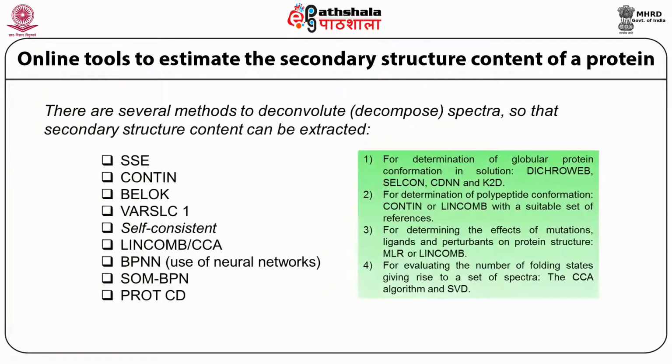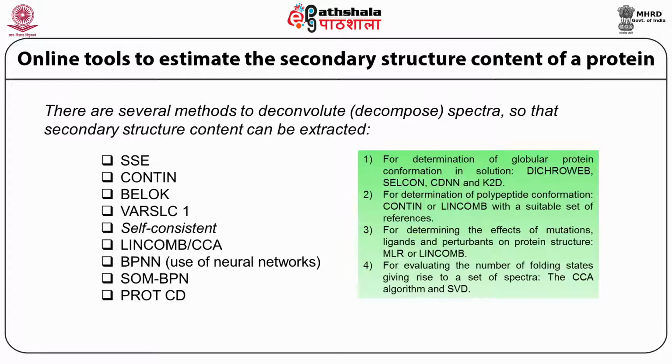We discussed the different tools used to estimate the secondary structure content of a protein whose CD data is collected. These are the online tools to estimate the secondary structure content of a protein. There are several methods to deconvolute spectra.